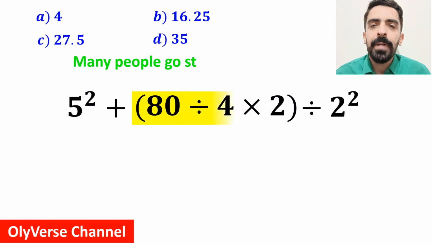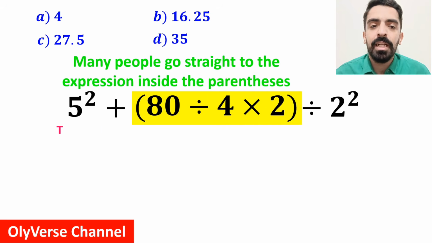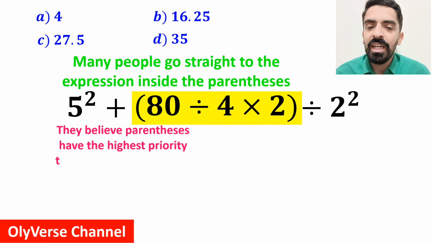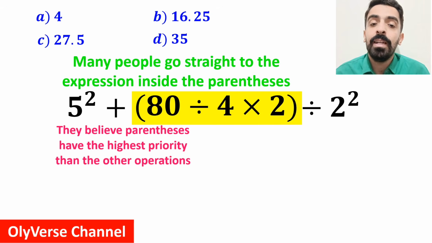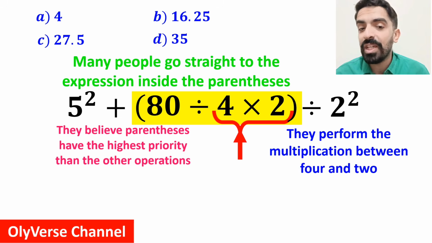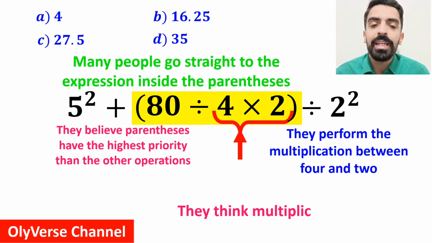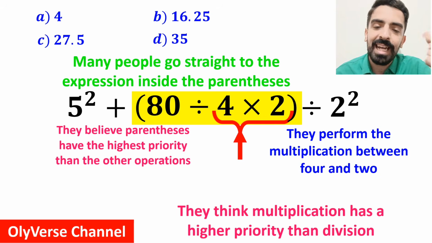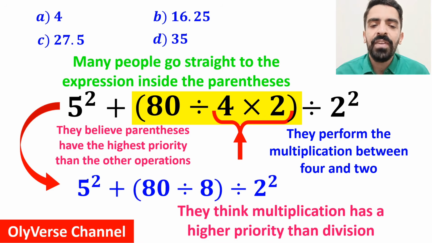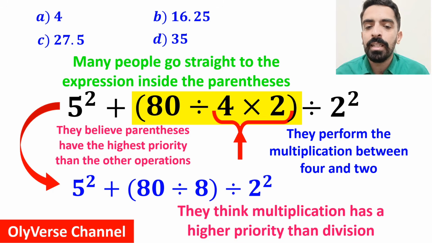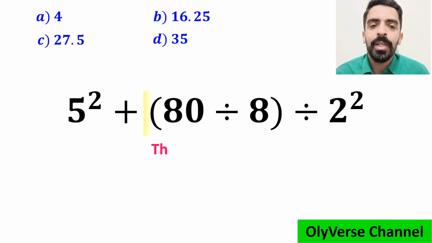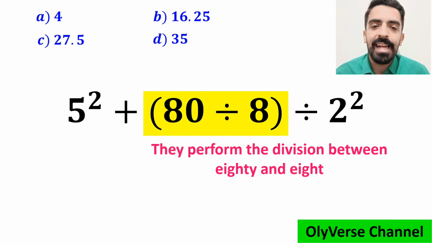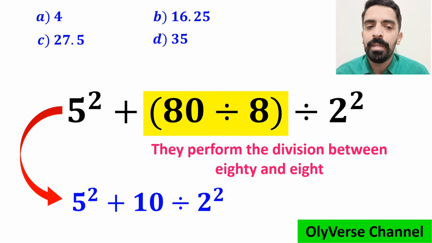At the beginning, many people go straight to the expression inside the parentheses because they believe parentheses have a higher priority than the other operations. And they immediately perform the multiplication between 4 and 2 because they think multiplication has a higher priority than division. So, they simplify this expression and write it as 5 squared plus 80 divided by 8 inside the parentheses, then divided by 2 squared. And the next step, they move on to the division between 80 and 8 and replace this expression with 5 squared plus 10 divided by 2 squared.